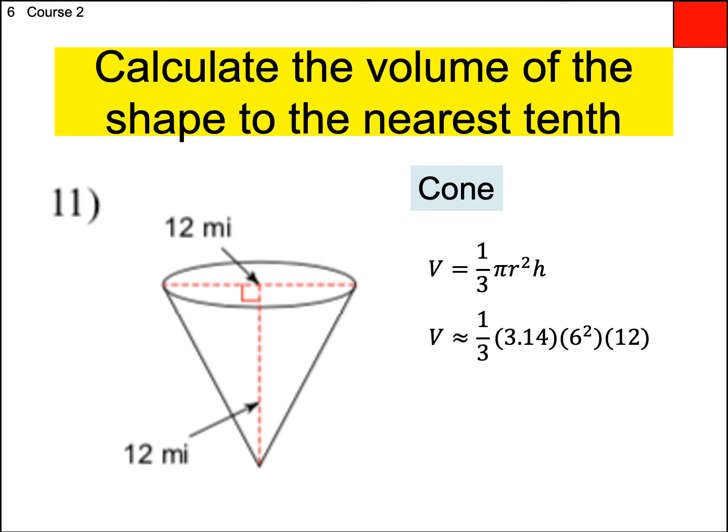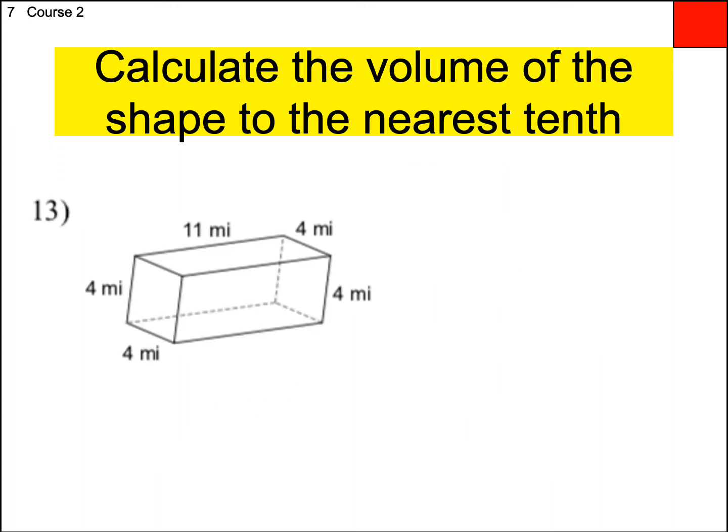All right, so let's see. 3.14 times 6 squared times 12 would be 495, and 495 divided by 3 is 452.2, and it would be miles, so cubic miles. We okay? All right, moving on.